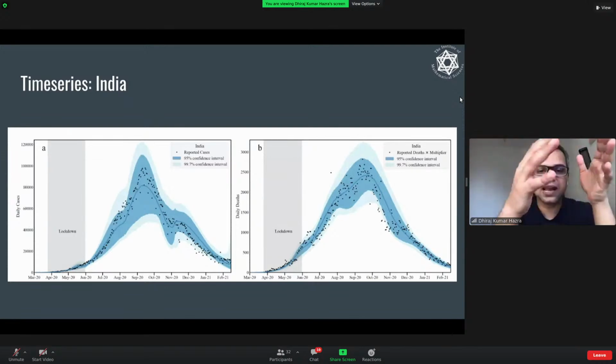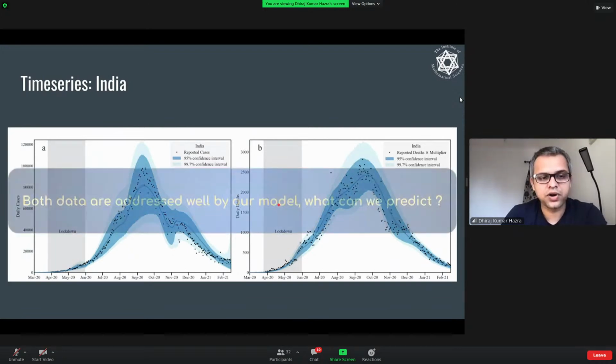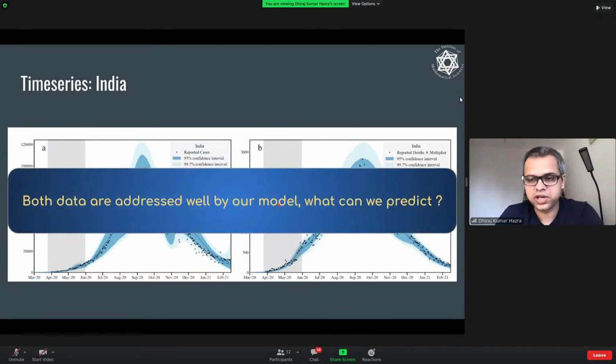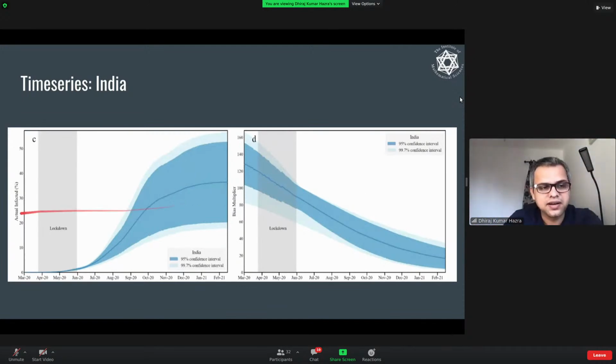With that, we analyze the India data again. So the national data fit using the INSIGHT model looks like this. We are fitting the daily cases and daily deaths, as I already said. As you can see, both sets of data are addressed well by our model. But as I said, the model should have predictive power, so we can predict the actual infected from the bias. Here we are predicting that at the end of the first wave, India should have 30 to 40% infected, or even at 2 sigma, nearly 20 to 50% infected.